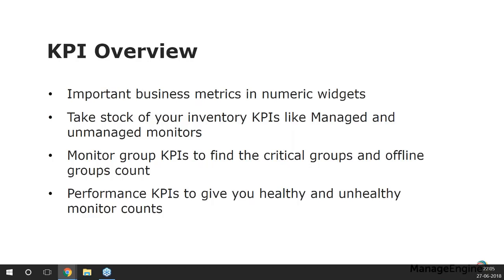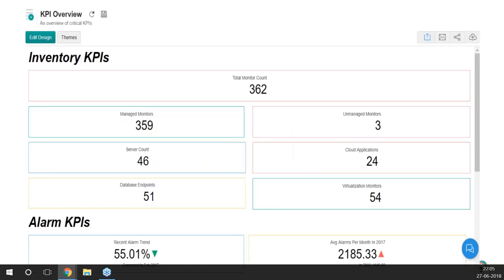So this dashboard would actually give you all the numerical widgets. So there are a lot of numerical widgets which you can use for your day-to-day operations, like getting to know how many monitors are down at the moment, or how many are unmanaged at the moment, or it could be an inventory-based KPI, or it could be a performance-based KPI. You can just take stock of what's happening live at the moment.